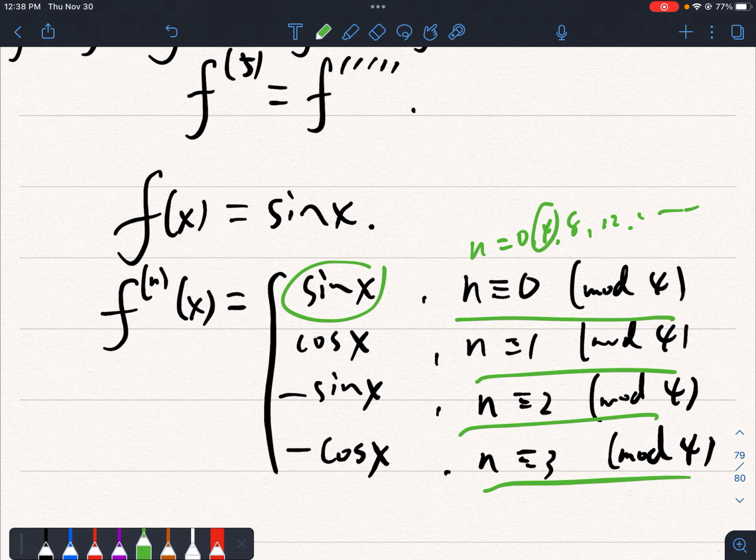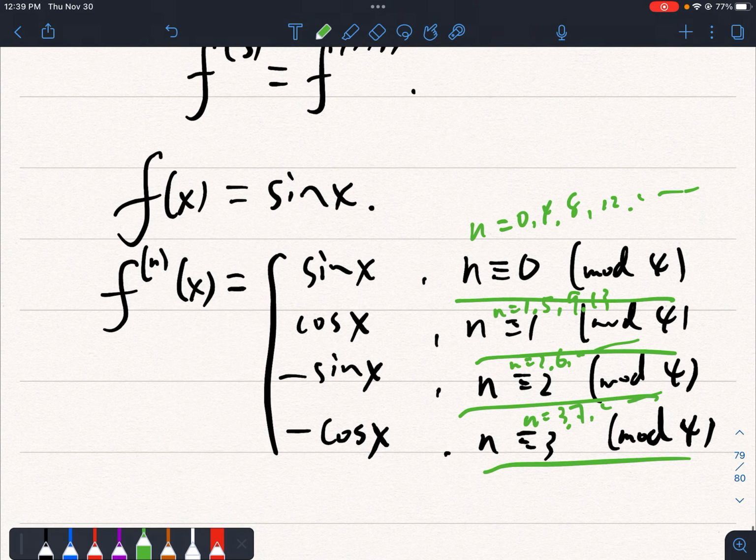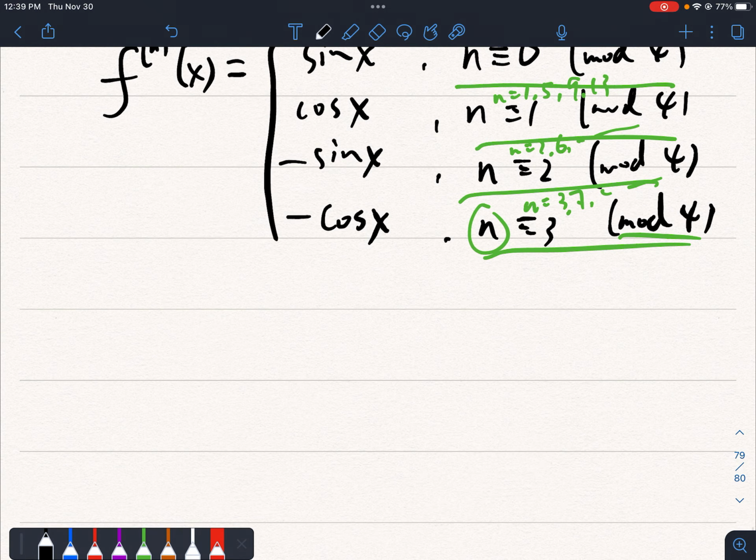So here, the remainder modulo 4 is 0, 1, 2, 3. For example, if n is 0, 4, 8, 12, and so on, then it's sine of x. For example, the fourth derivative is sine of x. The eighth derivative is sine of x. And here, this means n is 1, 5, 9, 13. This means n is 2, 6, etc. This is 3, 7, etc. So this means the remainder of n modulo 4 is either 0, 1, 2, or 3. Okay, so this basically just gives a quick introduction to the higher order derivatives.